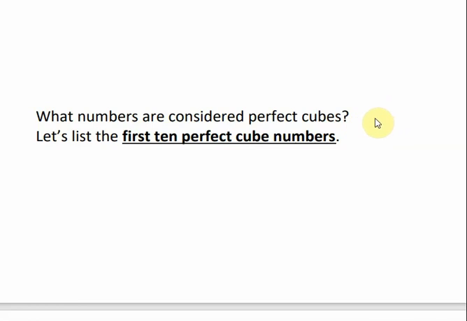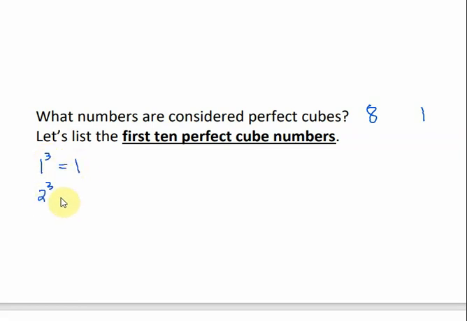So, for example, a number that would be a perfect cube would be 8, because if we multiply 2 times 2 times 2, we get 8. Or 1 would be a perfect cube, because if I multiply 1 times 1 times 1, I get 1. So let's list the first 10 perfect cube numbers. The first number that is a perfect cube would be 1, because 1 times 1 times 1 is 1.